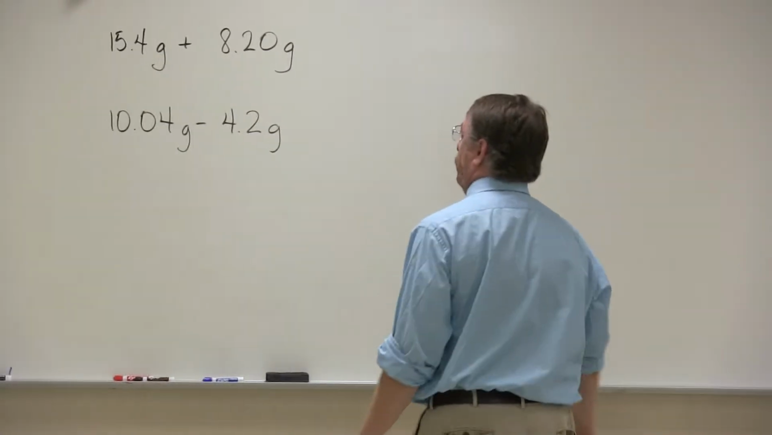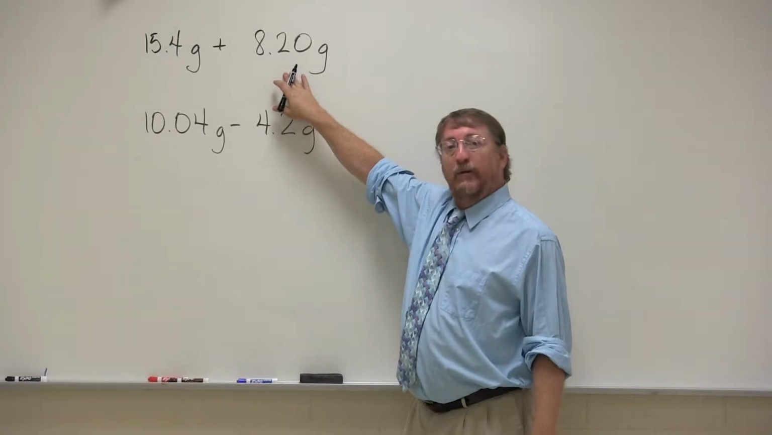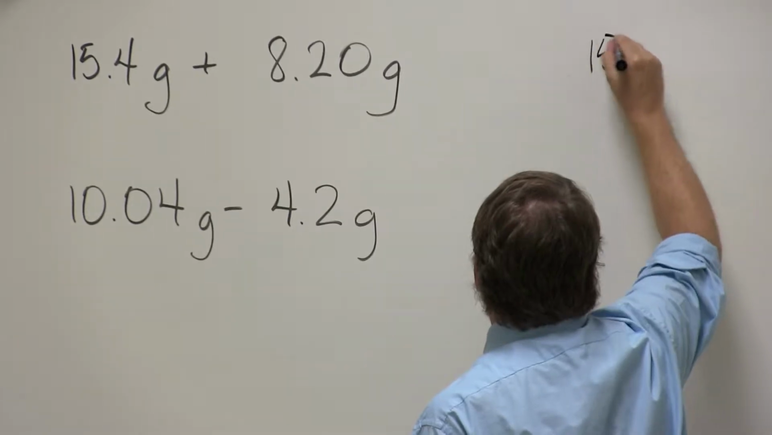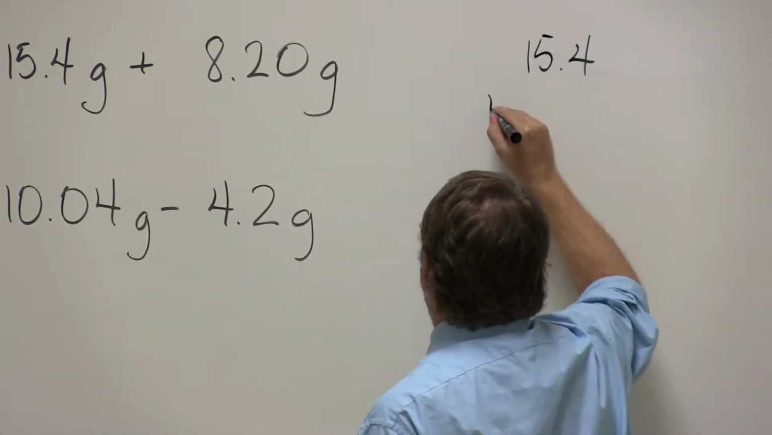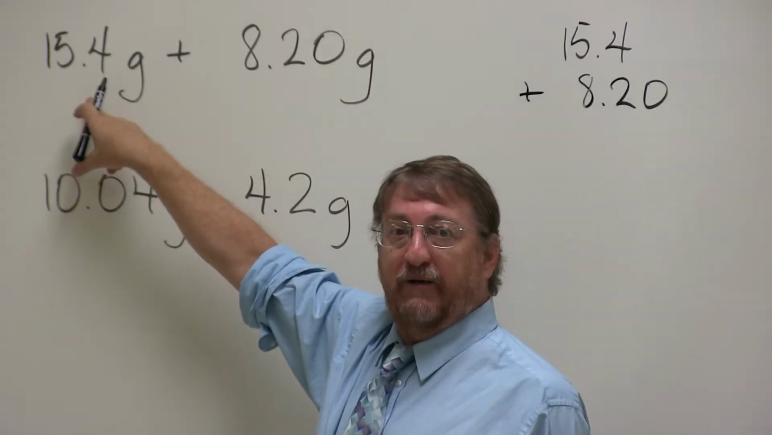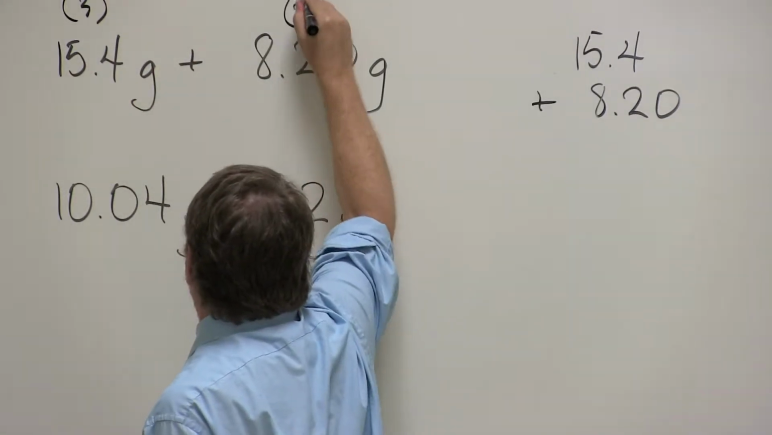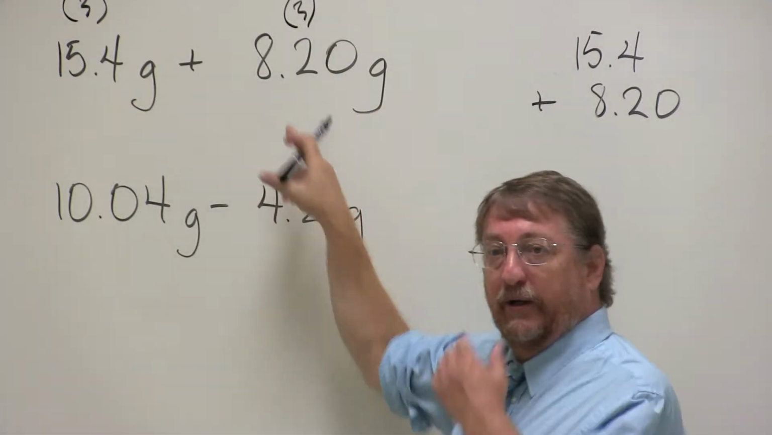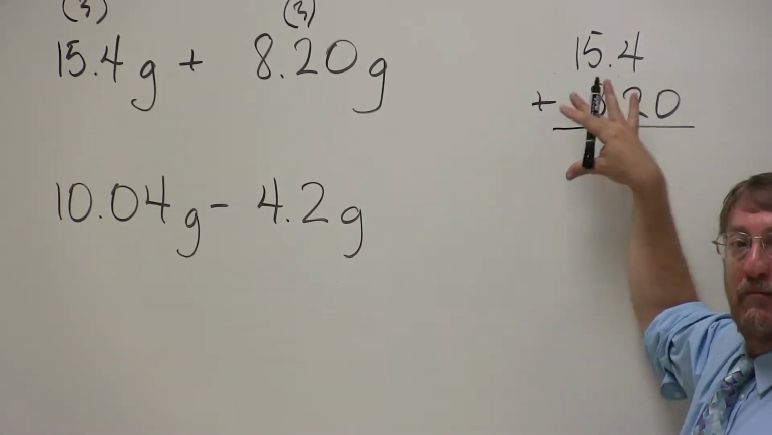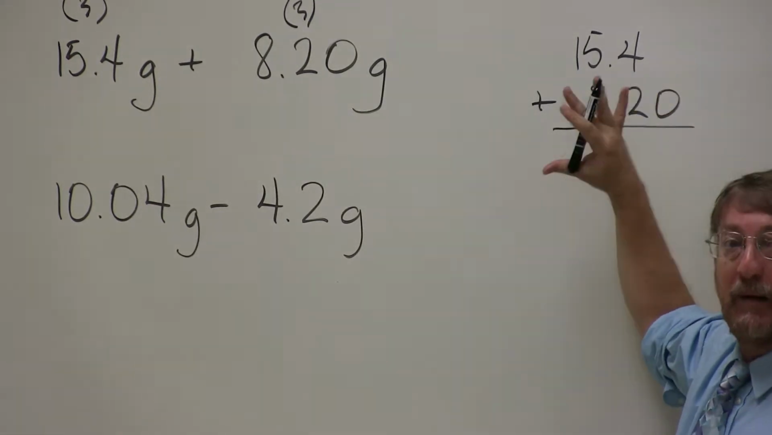So we have a value here like 15.4 grams, and we're adding 8.20 grams. What we're going to do is line it up like a third grader would. And that's the easiest way to see it. So if I have 15.4 and I'm adding 8.20, both of these have 3 significant figures, because trailing zeros are significant if there's a decimal point. Now when I go through and add, it's not the number of significant figures that determines how many significant figures in the result. They may be the same, they might not.